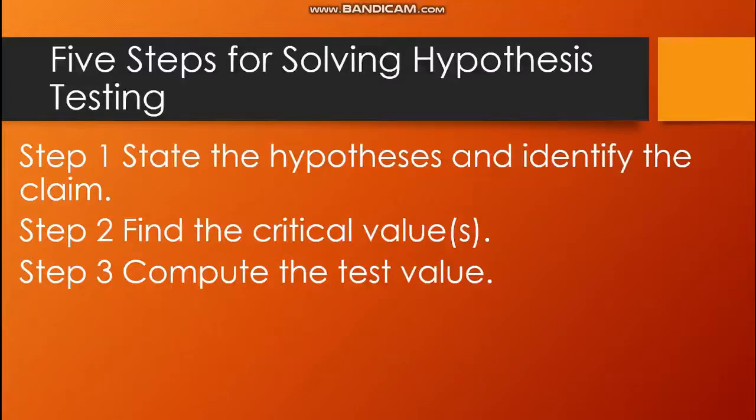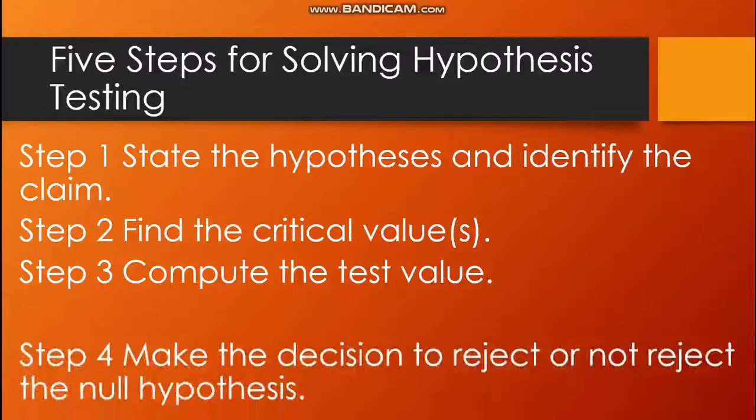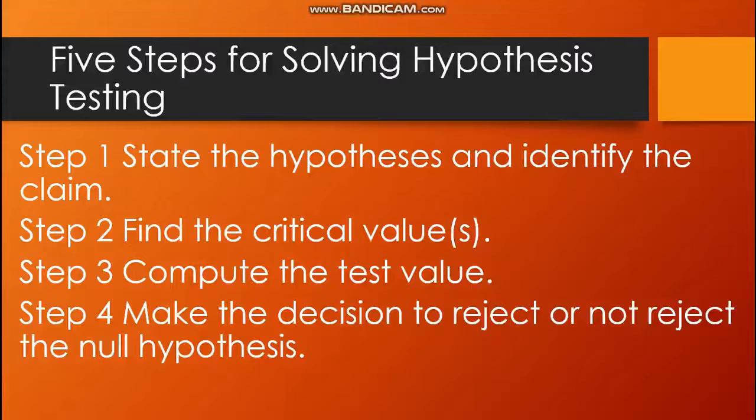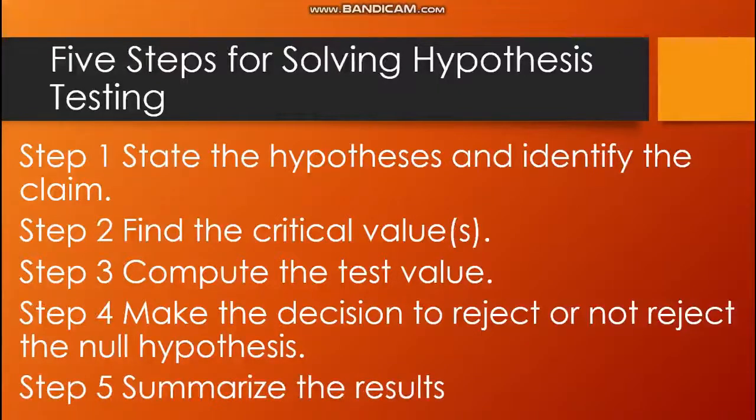And step 3, we're going to compute the test value using the formula that I have presented earlier dito sa video na to, yung z equals x bar minus mu all over sigma over square root of n. And then we're going to make the decision to reject or not to reject the null hypothesis. That is based from our computed value. I-compare natin doon sa critical value kasi sa critical value nandun yung ating rejection region. So if the computed z-test value lies within the critical region, we have to reject the null hypothesis. Otherwise, we accept. Okay, and the last one, we're going to summarize the results.